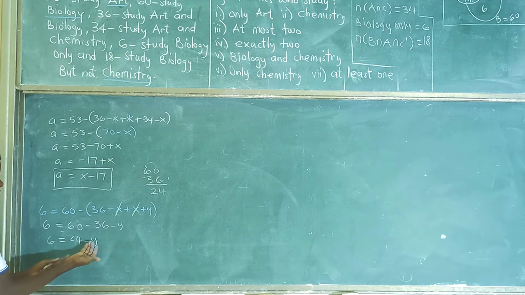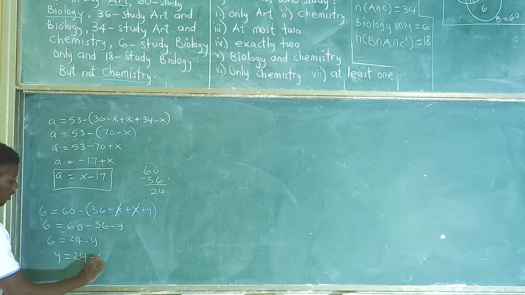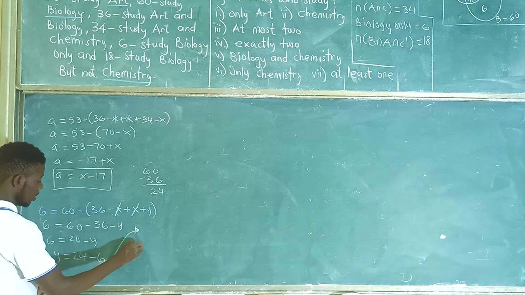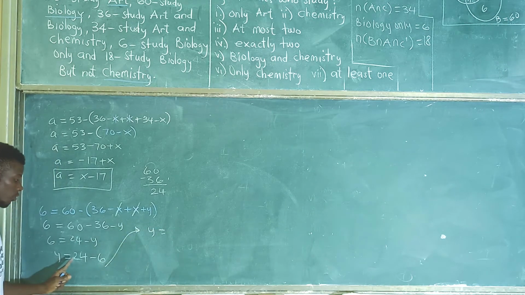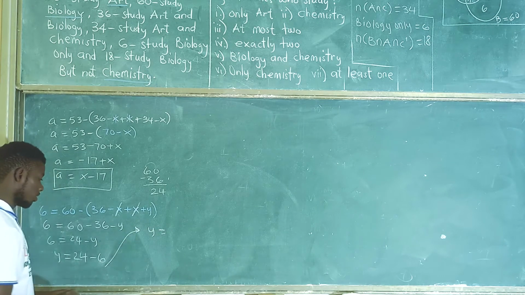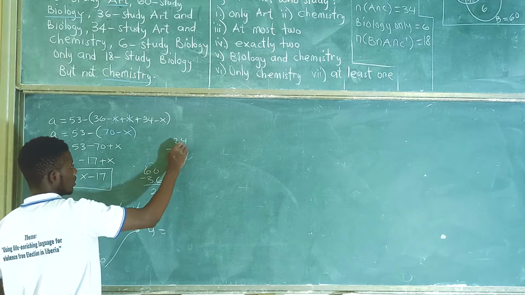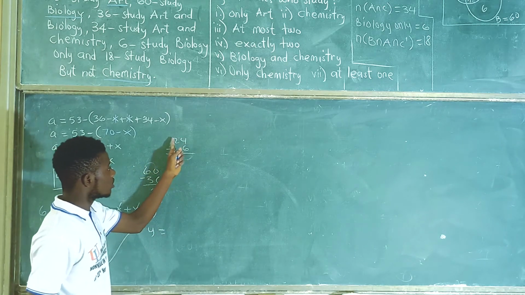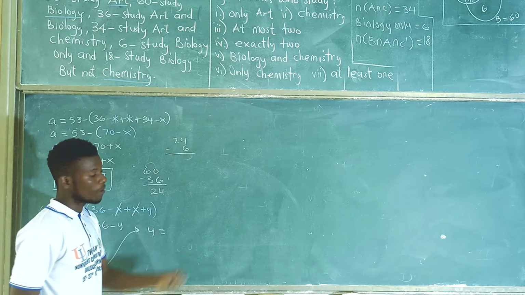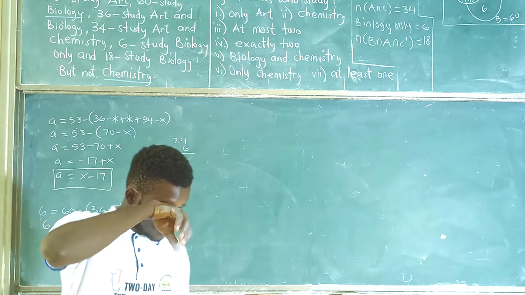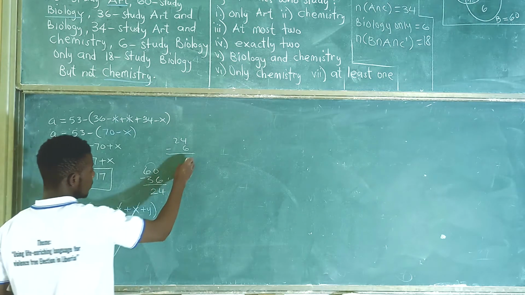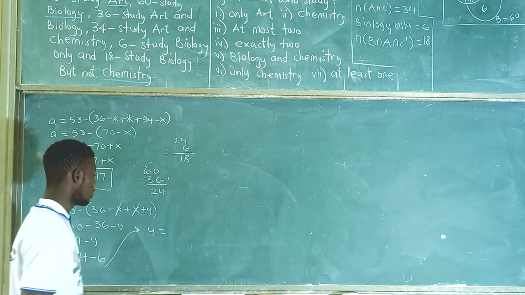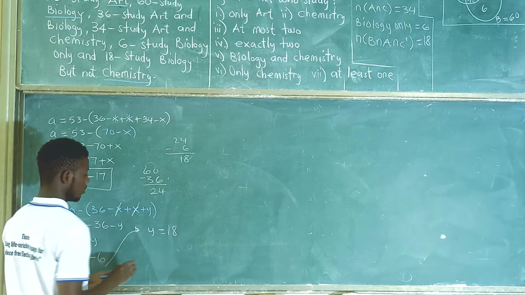So we send this y across to this side and it becomes positive. So y will be equal to, we send the 6 from here and carry the 24. So it's 24 minus 6. So what do we have? We just have y equal to 24 minus 6, which is 18. So y is equal to 18.